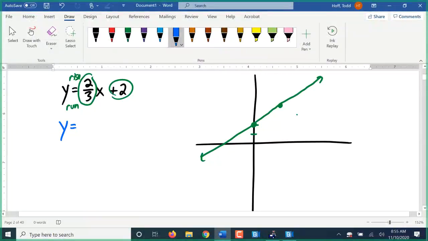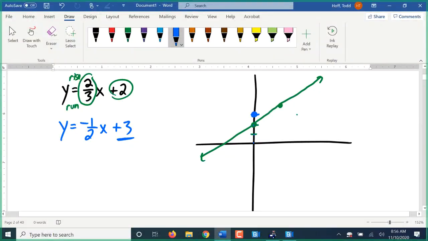We might have y equals negative 1/2 x plus 3. So again, the number out here by itself is where we start. Start at plus 3, so go 1, 2, 3. That's right there. That's going to be the starting point for that graph.